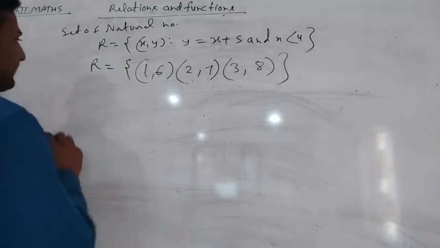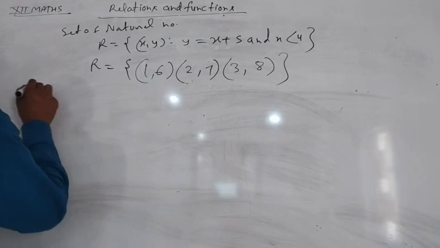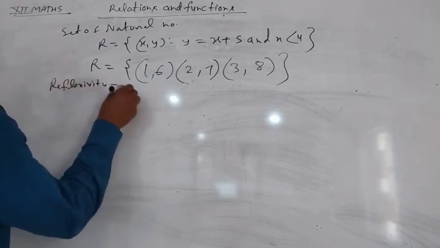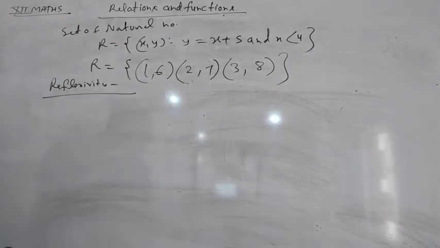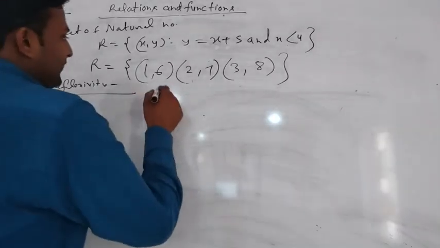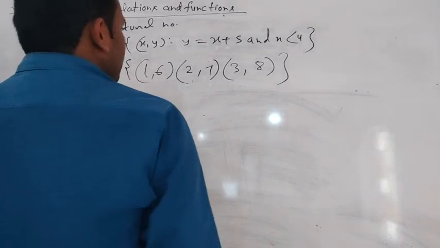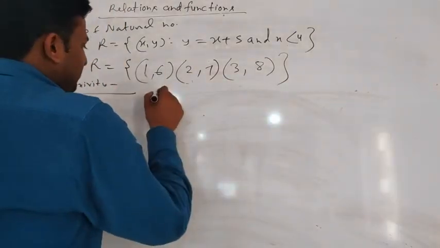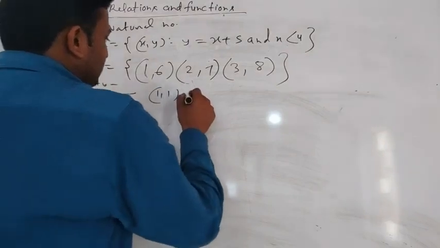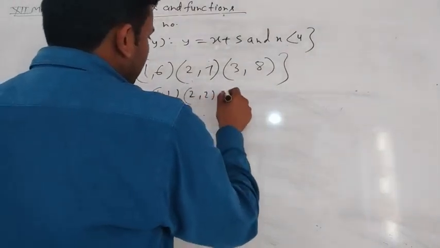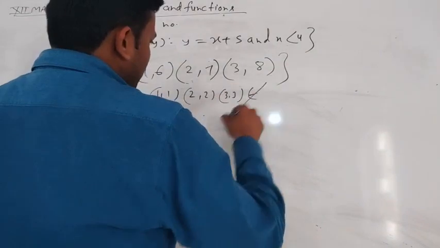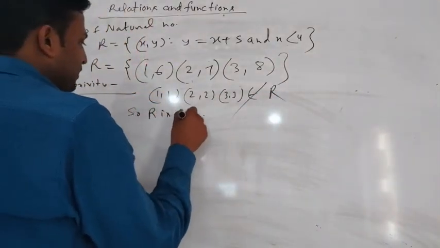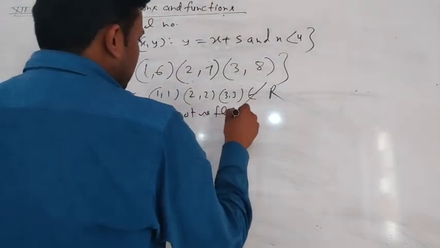Now we check for reflexivity. We are using the numbers 1, 2, 3, and we see that (1, 1), (2, 2), (3, 3) do not belong to R, so R is not reflexive.